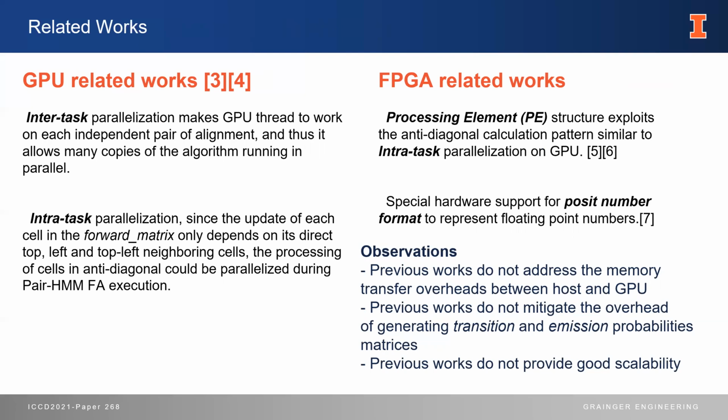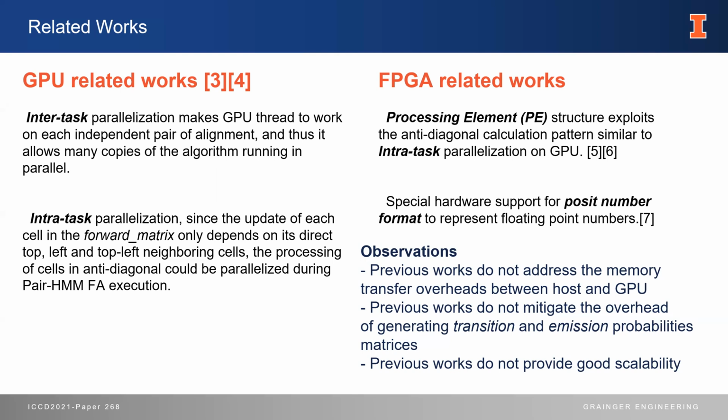And for FPGA work, paper references 5 and 6 use something called a processing element structure. You can take it as the FPGA version of the intratask parallelization implementations. And paper reference 7 uses the posit number format to represent floating point numbers, so they need to implement the corresponding operations for that posit number format.